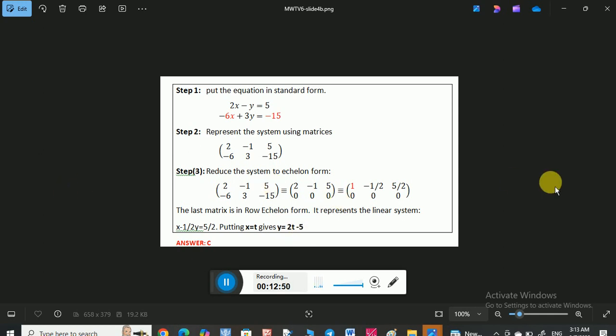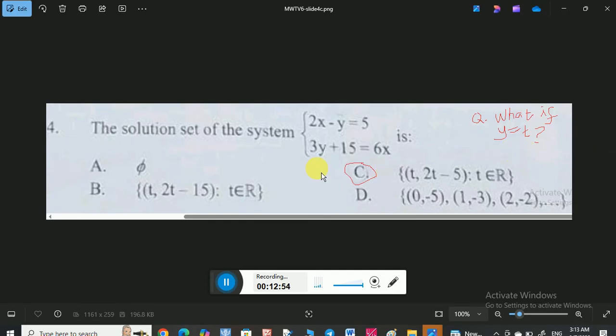So the correct answer is t for x, 2t minus 5 for y. That means C. This system of equations has an infinite number of solutions because t can be any real number. We can put, for example, in place of t, 0. If we put 0 in place of x, y becomes in that case negative 5.